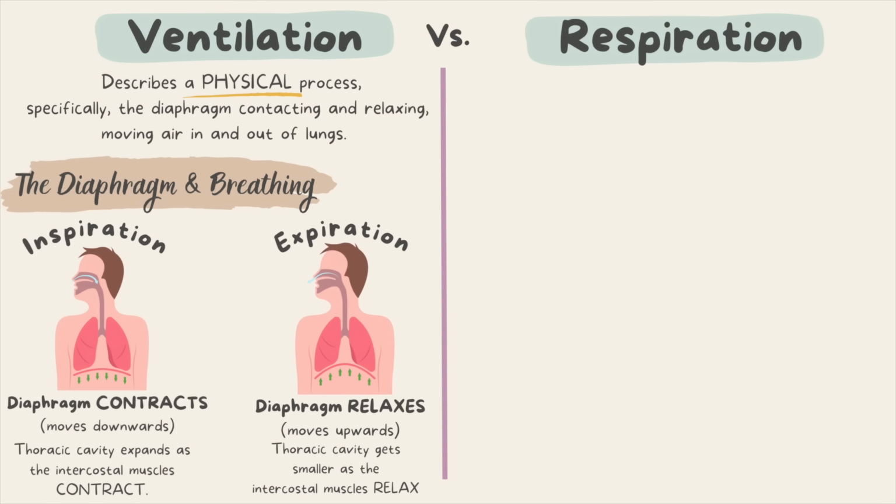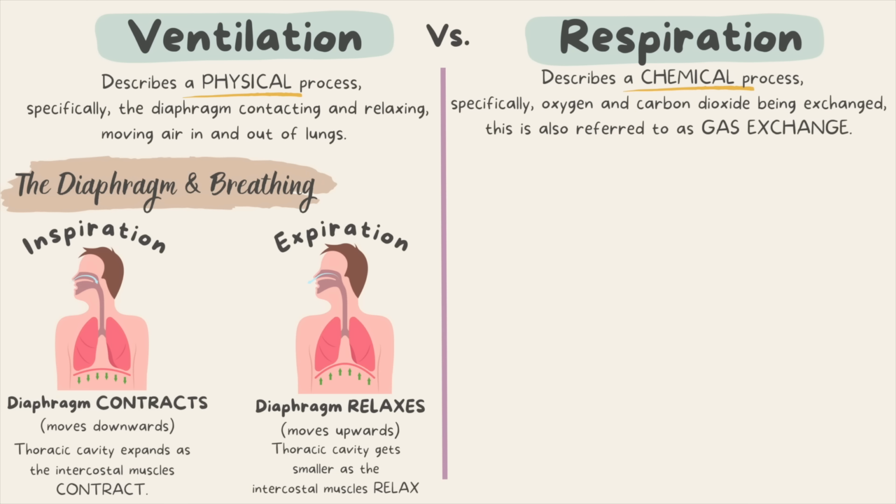During expiration, the diaphragm relaxes, moving upwards, and this allows the thoracic cavity to get smaller while the intercostal muscles relax. The way I like to visualize and remember this is the diaphragm and the thoracic cavity take up relatively the same space, but there isn't room for both to be fully expanded at the same time. So when one is expanded, the other makes itself smaller to make room. Okay, so that describes ventilation. It is the physical process of the diaphragm moving up and down pretty much.